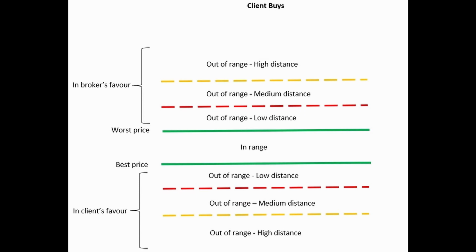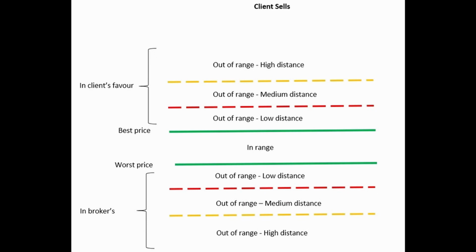Let's see another situation where a client sells a financial product to you. As with buys, if the fill falls between the high and the low for the minute, the trade is considered in range. If the fill price is higher than the best price, that means it is out of range and it is in the client's favor. Depending on your distance settings, the distance column will show whether it falls into the low, medium, or high distance category.